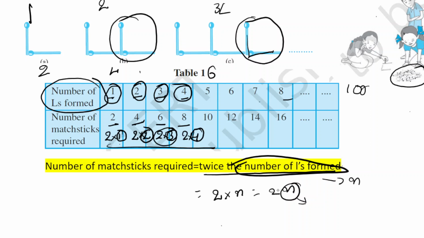So 2n is nothing but 2 into n, both are the same. So here we are performing the multiplication operation by using the letter n. So this 2n is nothing but an algebraic expression, where n is a variable that represents the number of L's formed.